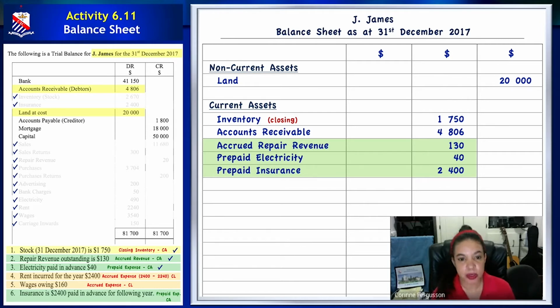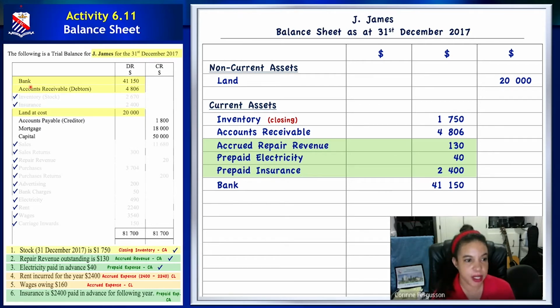So what we had learned before, it's inventory, accounts receivable. We stick this in the middle. Next one would be bank, and then cash. So we're going to look and see, is there any bank? And we see in our trial balance, we have bank of 41,150. Just simply put it in the column. That's it. And then we're going to look for, is there any cash? No, there is no cash. So that is it for your current assets.